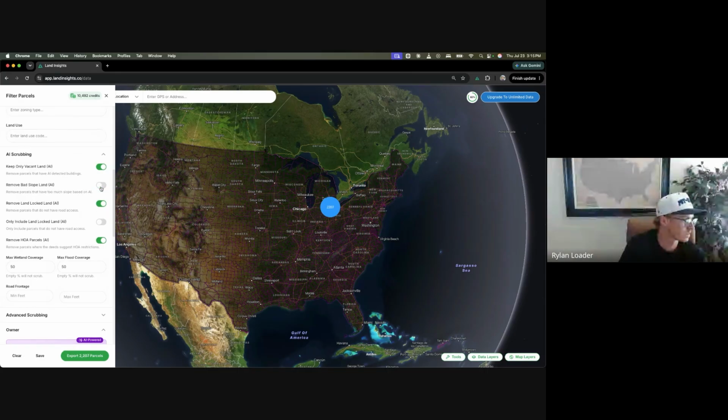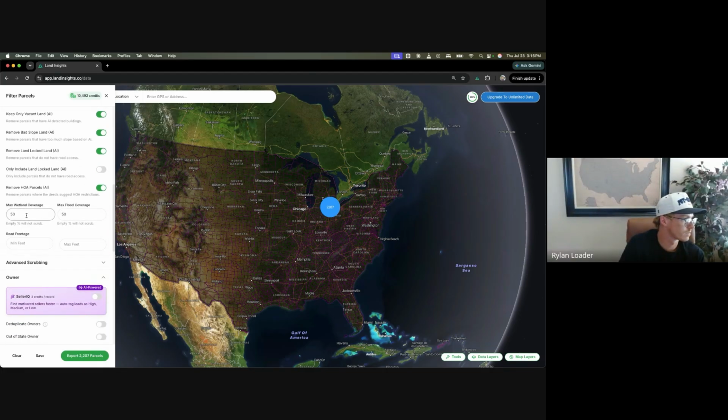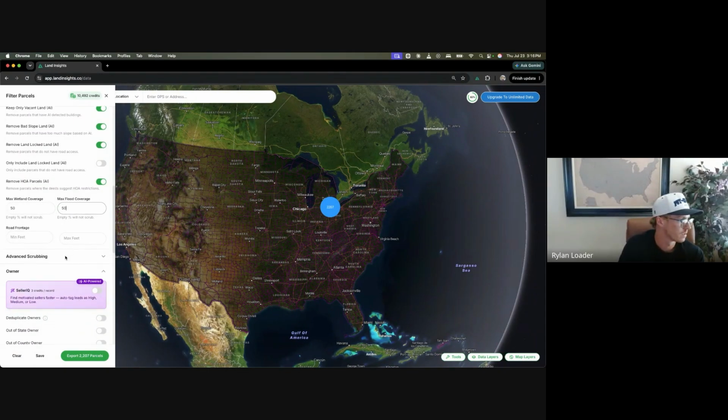Bad slope. Let's take a look. Okay, this is a pretty flat area. And then wetlands and flood zones. So we're at 50 right now. Let's see what happens when we remove it. 700 extra properties that you would be wasting mail on, likely because it's unbuildable. So it's very important to use these filters because we want to save that money on mail.